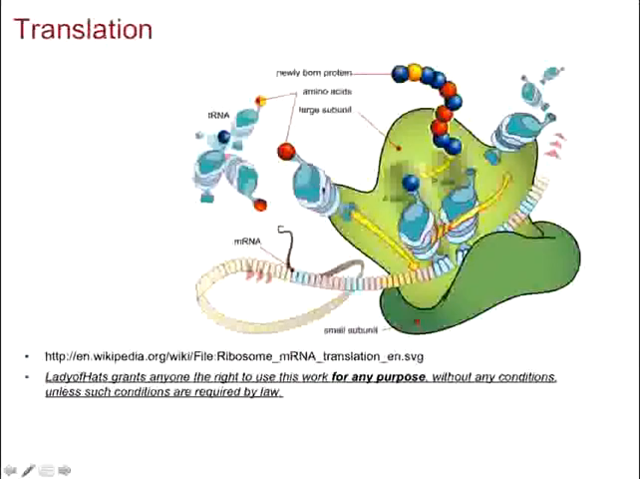And we can see that the transfer RNA comes into the A site with its payload of a particular amino acid, and the anticodon of the transfer RNA will bind up with the triplet codon in the messenger RNA. So there's codon-anticodon matching. You can see that happening right here.